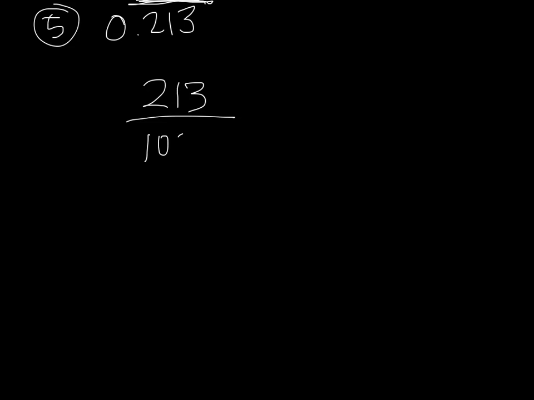Okay, so for number 5, what about if it's 0 and 213 thousandths repeating? Okay, so again, I can just write 213 thousandths, but it's repeating, so I have to subtract 1 from the denominator. So really, I should get 213/999. Okay, so this should be my answer.